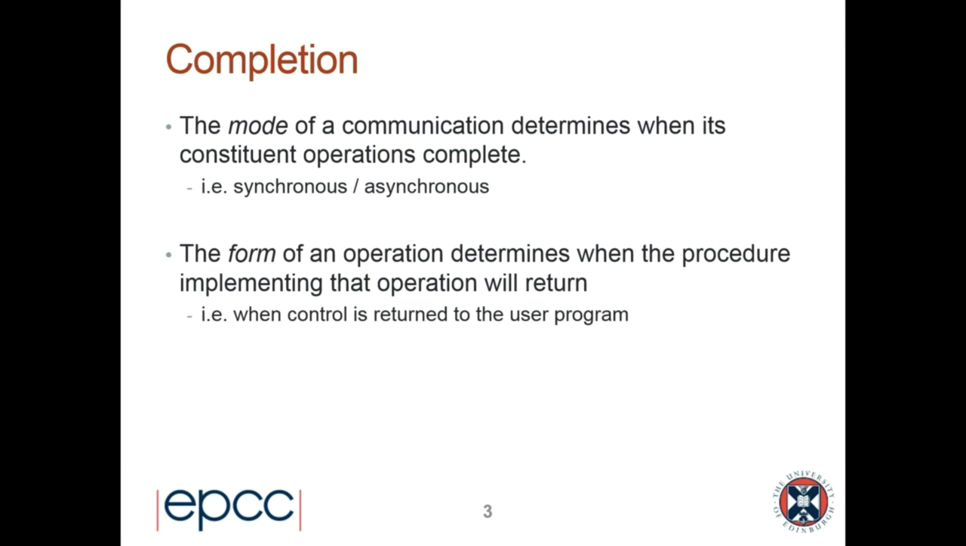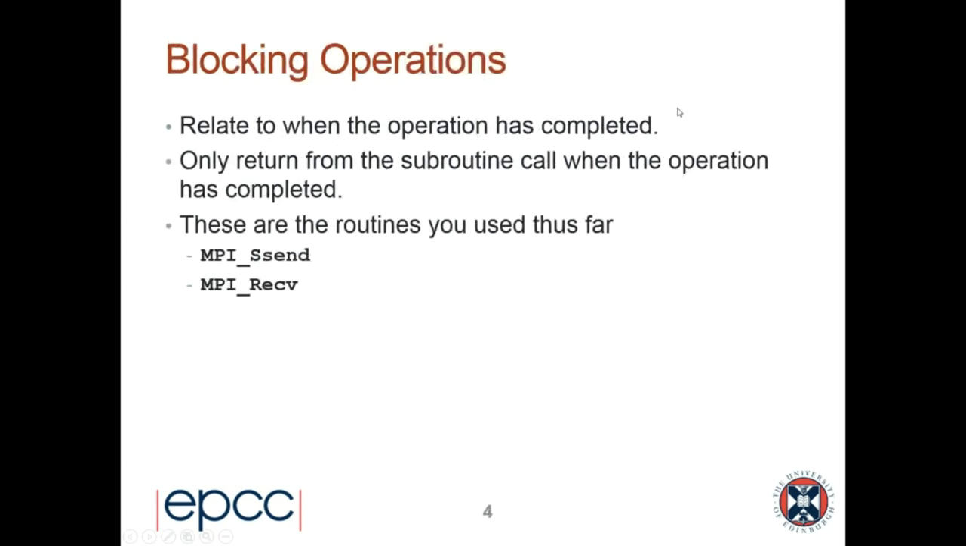But MPI has another concept called the form, and this is when control is returned to the user program. Normally what you'd expect, if I issue a send operation, is that the function implementing that send won't return control to the user program until the operation has been completed. So you'd expect that on return from a synchronous send, the data has been delivered. These are called blocking operations, so they relate to when the operation is completed. A blocking operation is a standard function or subroutine call that only returns when the operation has completed. These are the routines we've used so far, MPI send and MPI receive.